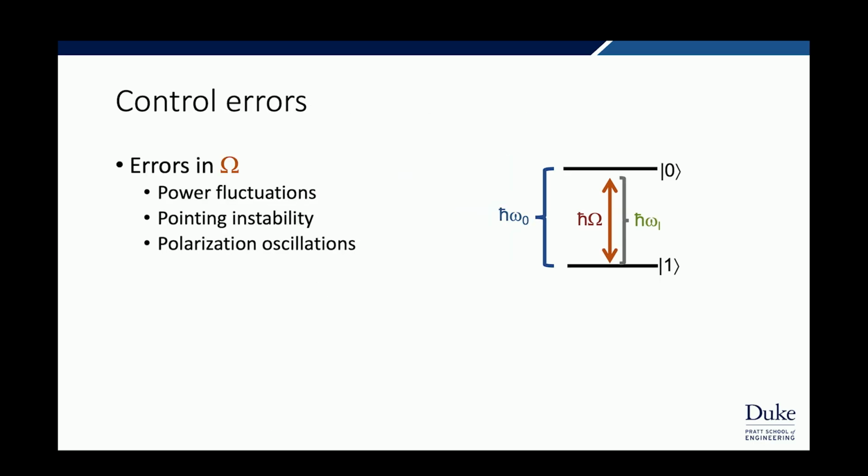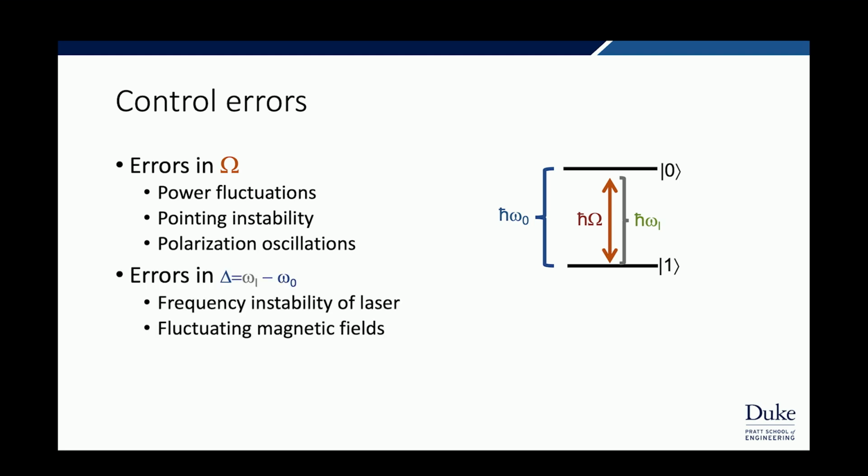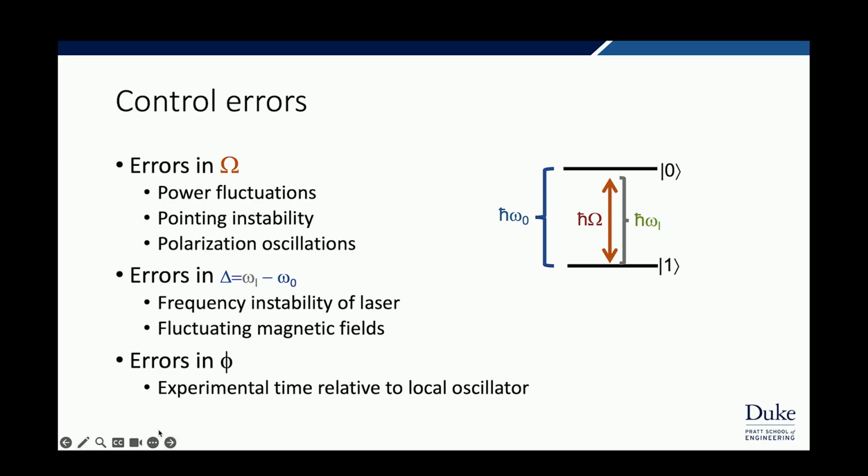So, we have the usual problems. Power is unstable, things point wrong, polarization changes. There are lasers unstable in frequency, there are fluctuating magnetic fields. There's this problem about time relative to a local oscillator. Now in practice, because of atomic clocks, this is not a problem. Because of the ways we do cavity stability, this is usually not a problem.